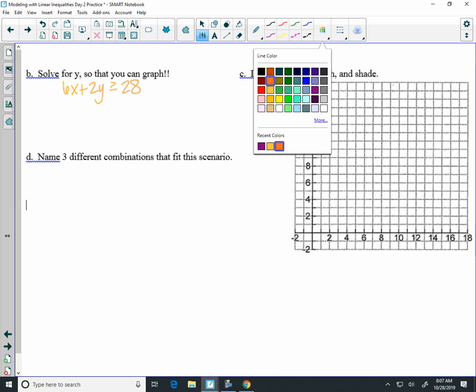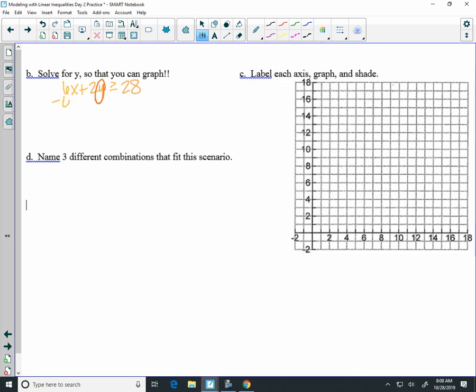And now we're going to solve for y so that we can graph. So in order to get y all by itself, we're going to subtract that 6x over and we're going to divide by 2. 28 divided by 2 is 14. 6 divided by 2 is 3. And I don't love that order there, so I'm going to flip it around. Y is greater than or equal to negative 3x plus 14.